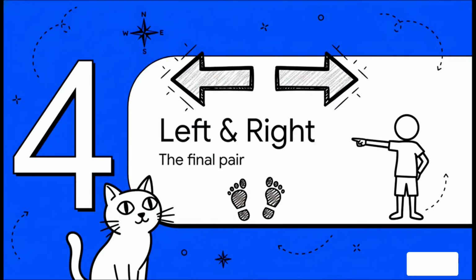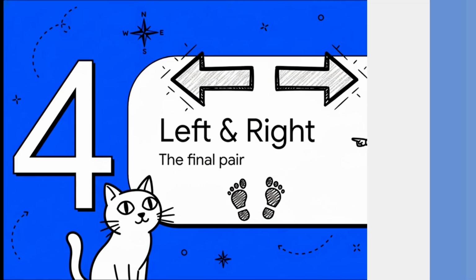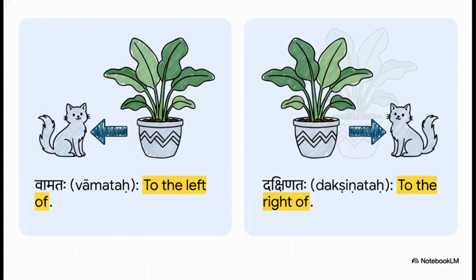All right, let's tackle our final set of opposites, left and right. These are absolutely essential, whether you're giving directions to people or, well, cats. Asmin chitre Biḍālaḥ kutra asti? The location of the cat in this picture is based on the plant, Pādapaḥ. So in the first one, Biḍālaḥ Pādapasya Vāmataḥ asti. The cat is to the left of the plant. Biḍālaḥ Pādapasya Dakṣiṇataḥ asti. The cat is to the right of the plant.